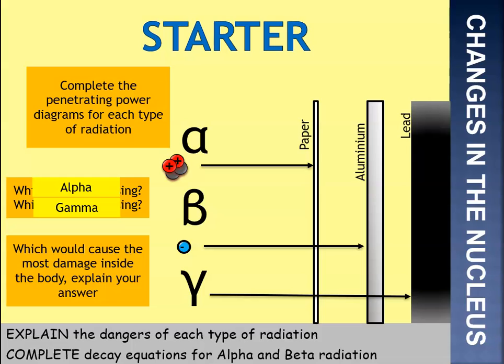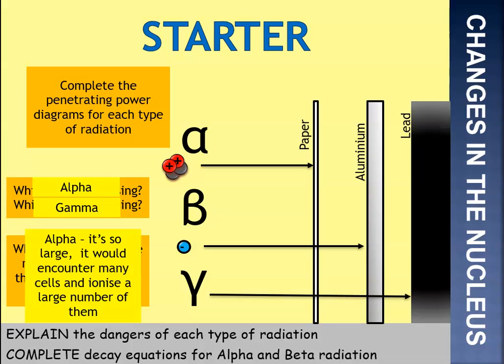Which would cause the most damage inside the body? And explain your answer. Alpha, because it's so large it would encounter lots and lots of atoms in lots of cells. Because it's got such a high charge, it would ionize a large number of them. Gamma is likely to pass undetected straight through your body, not causing many effects at all.